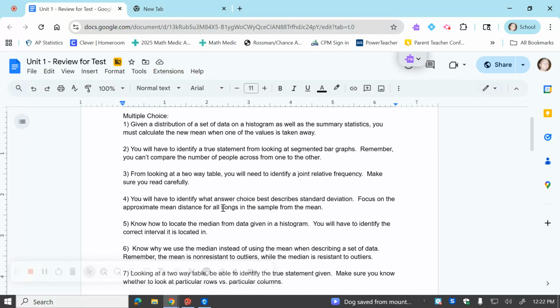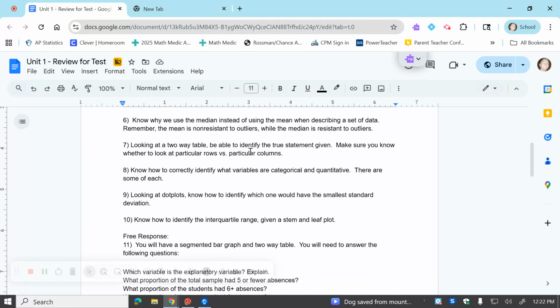Okay, that's number 5. Number 6, know why we use the median instead of using the mean when describing a set of data. Key words here. Remember, the mean is non-resistant to outliers, while the median is resistant to outliers. It does not change as dramatically as the mean and standard deviation do. Okay? Number 7.